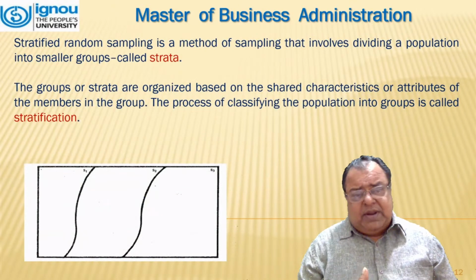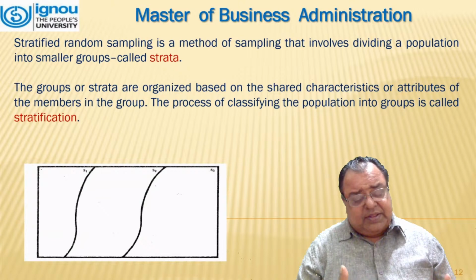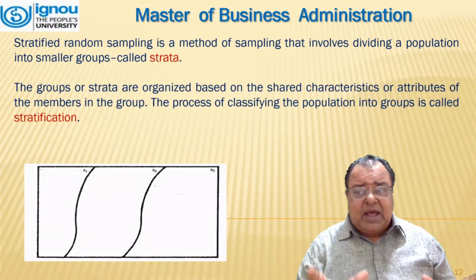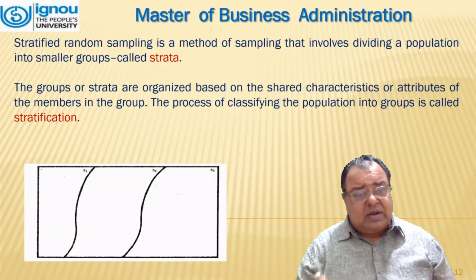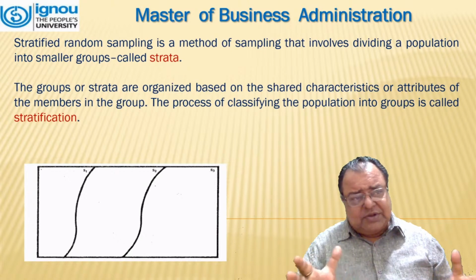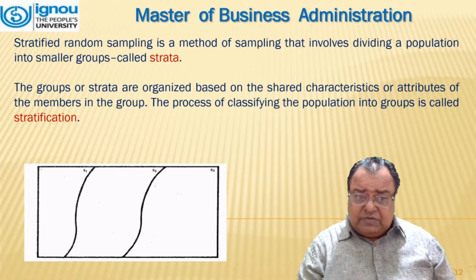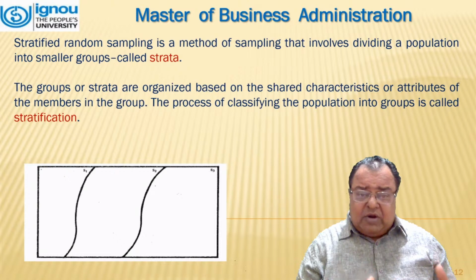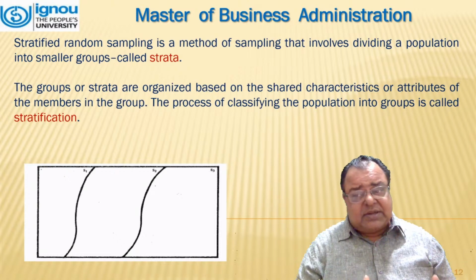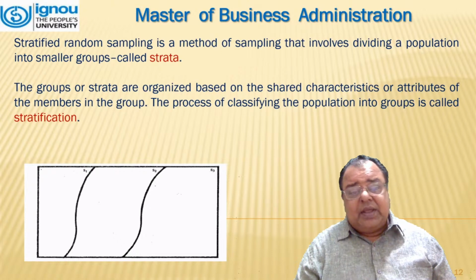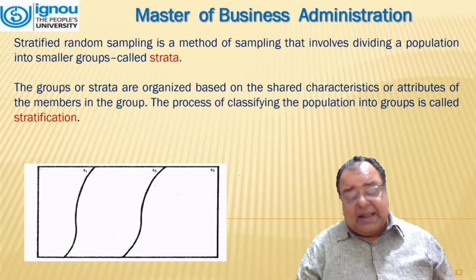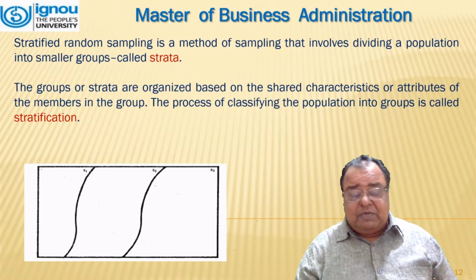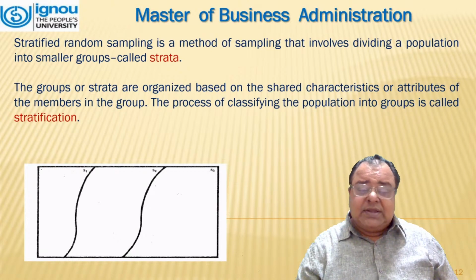Stratified random sampling is a method of sampling that involves dividing a population into smaller groups, which are known as strata. The strata are organized based on the shared characteristics or attributes of the members of the group. The process of classifying the population into groups is known as stratification.